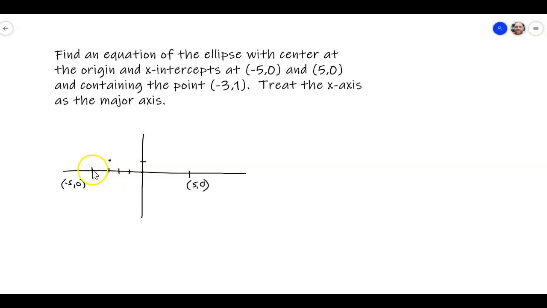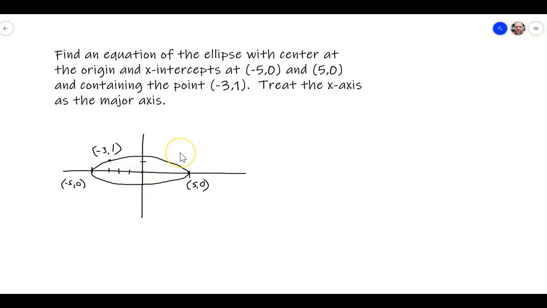So what is this thing going to look like? It's going to kind of look like something like this. Now that is not a really pretty ellipse, but we can see that this thing is stretched horizontally and centered at the origin, with these x-intercepts here and containing this point (-3, 1). So how do we go about solving this thing?